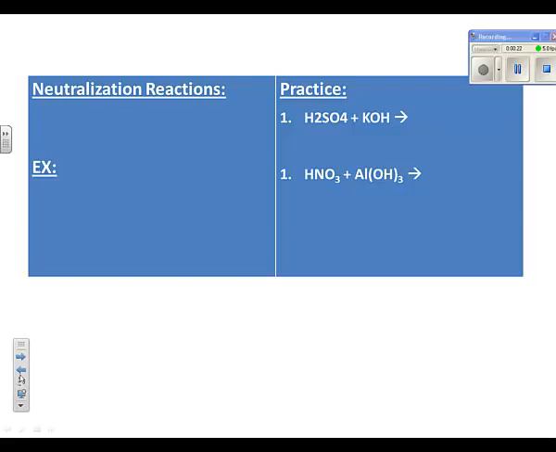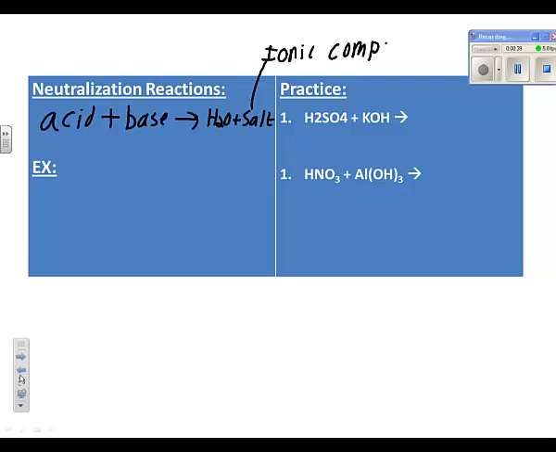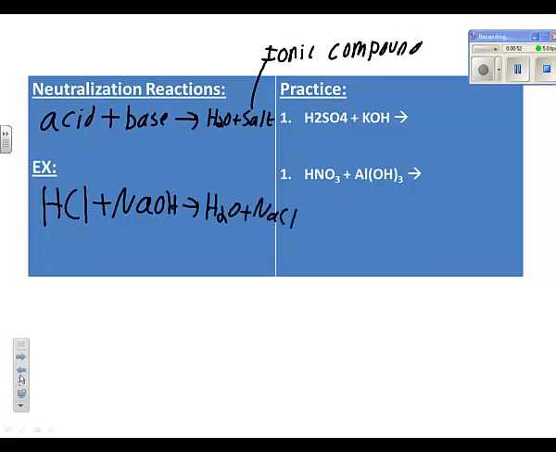Neutralization reactions is where you have an acid that reacts with a base that forms water and salt. And the salt is an ionic compound. Okay? So our main example is HCl, which is our acid, plus a base, NaOH, forms water and literally table salt, NaCl. The H and the OH make H2O. The Na and the Cl make our salt.